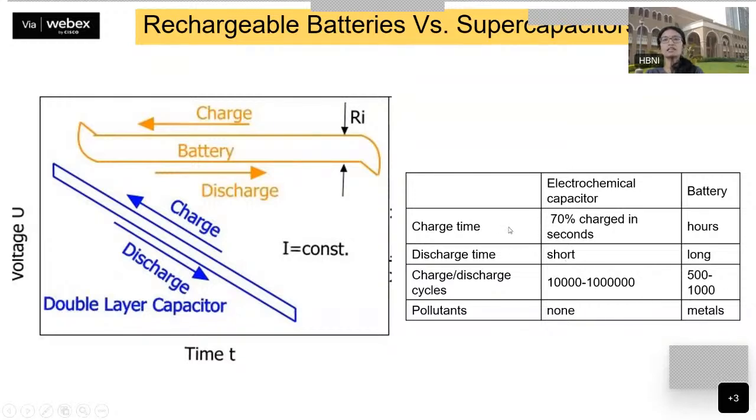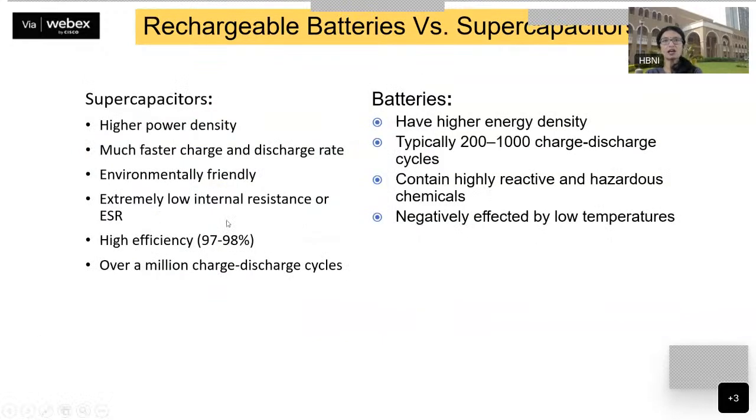But obviously, for the electrochemical capacitor, as you can see, the energy density is not high, but power density is very high. So for many applications they are complementary, batteries and supercapacitors, and both have a lot of applications right now. If you see rechargeable batteries versus supercapacitors, as I said, supercapacitors have a higher power density, much faster charge and discharge rate, are environmentally friendly, have extremely low internal resistance, very high efficiency, and over a million charge discharge cycles.